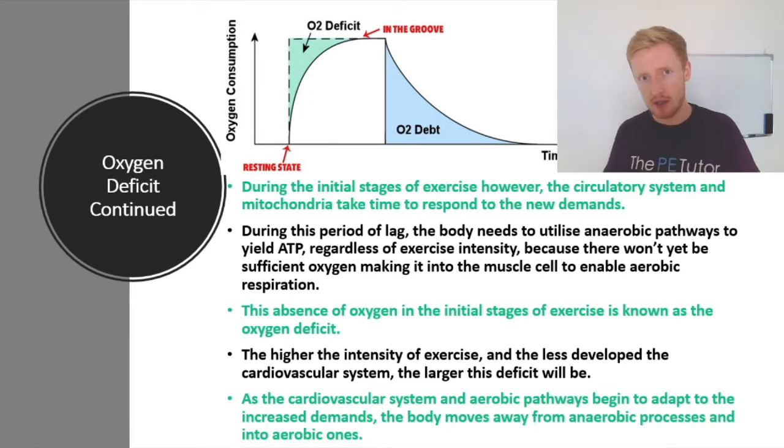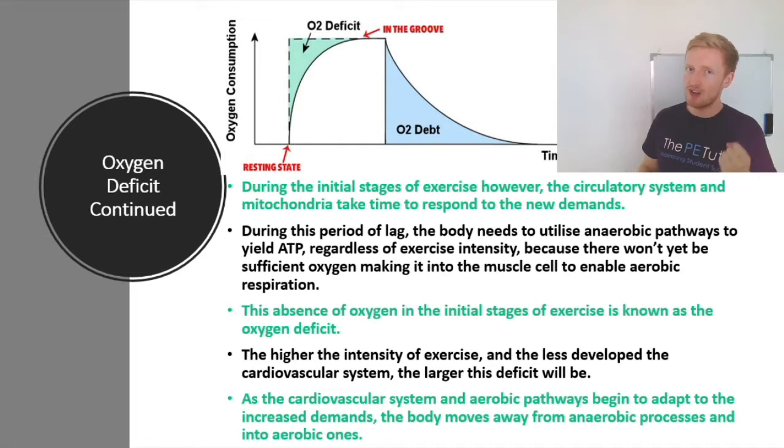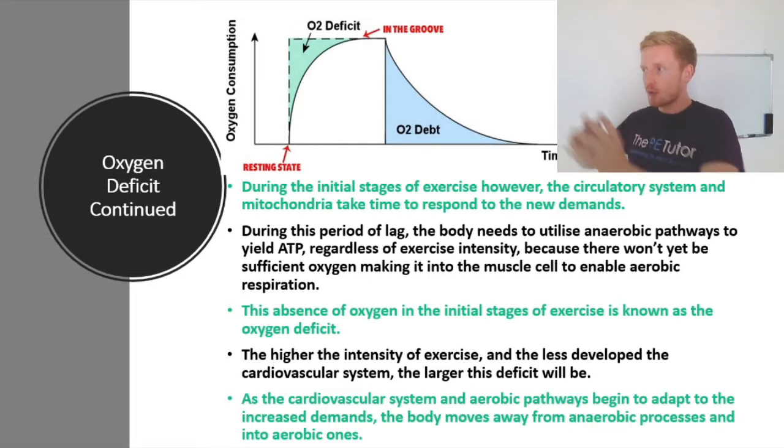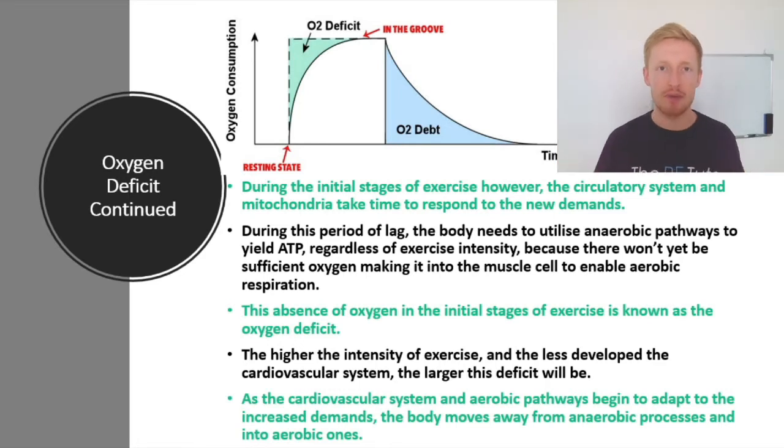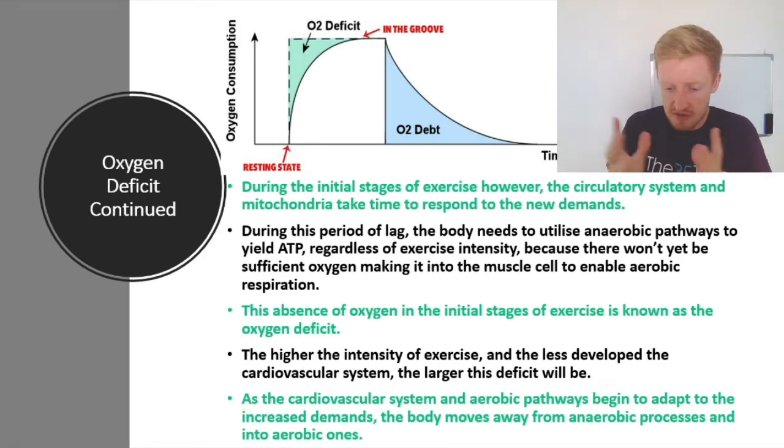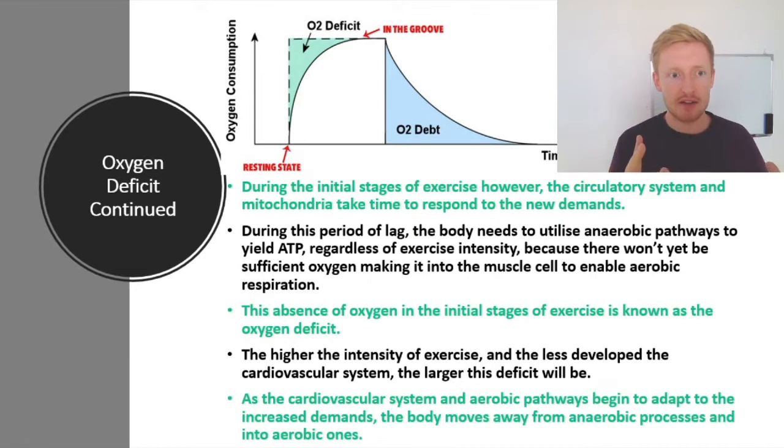If we're untrained, the cardiac system isn't going to be as responsive. The uptake of oxygen isn't going to be as effective. The delivery of blood around the body, vascular shunt mechanisms, aren't going to be as effective. The net result of all of that is an untrained performer will take longer to reach this in the groove state. We're going to see a shallower curve and it will take longer to actually meet the demands, if we meet the demands at all.